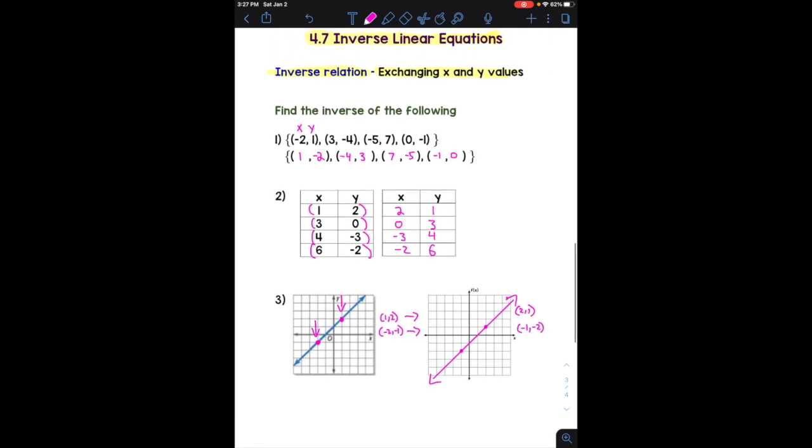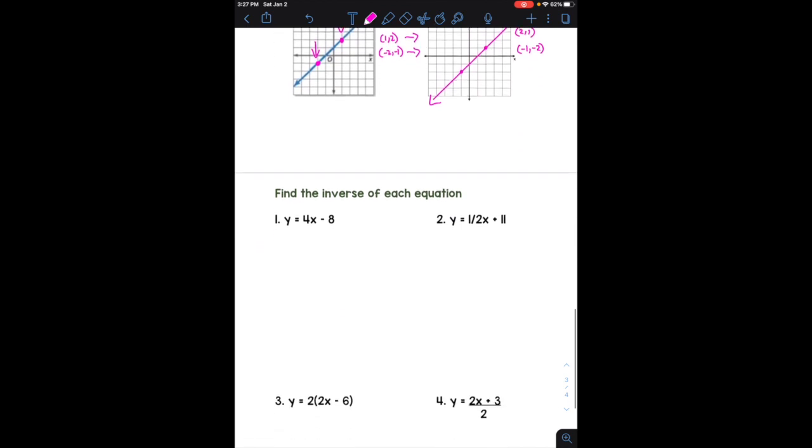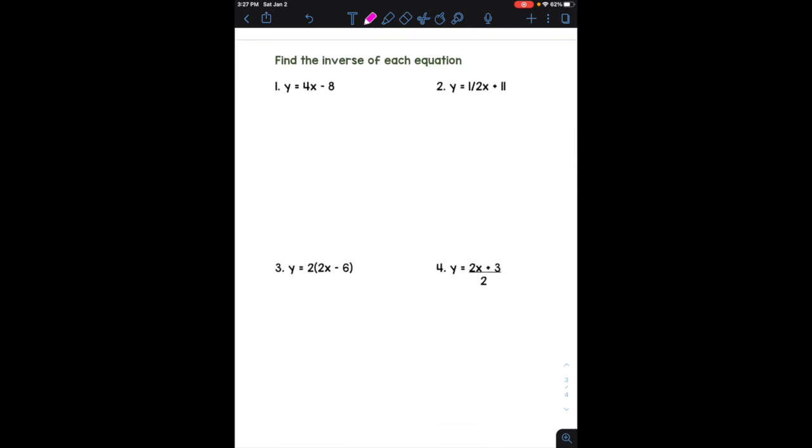Finding the inverse relation when the function is written as either an ordered pair, a table, or a graph is fairly simple. On our next page, we're going to see how to write the inverse equation of a given linear equation, and that will be our second page here.